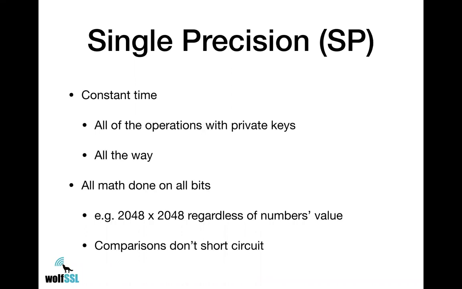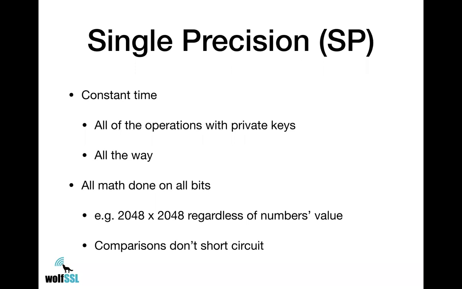When I say secure, I mean that the algorithms and the implementation are constant time. All of the operations with private keys are constant time, and I mean all the way. Constant time means the algorithms are implemented so that the private key data doesn't affect how long it takes to do the operation. And that's where some toolkits stop. They don't take into consideration that the actual multiplication operation, the squaring operation, or something like that may have data dependencies as well. We've taken care of that.